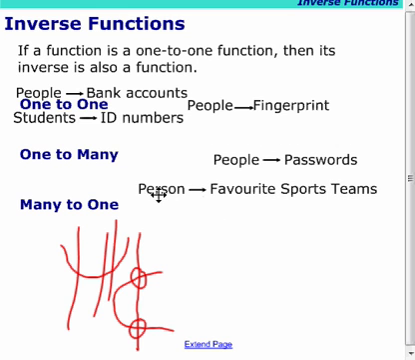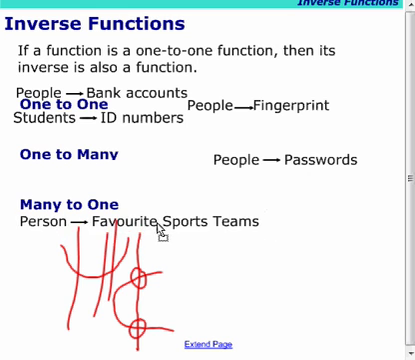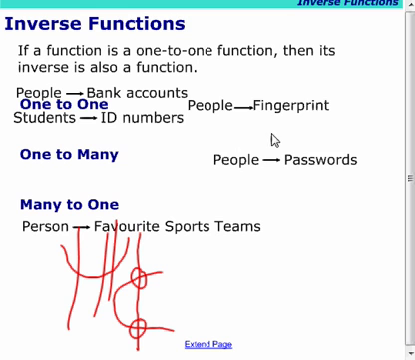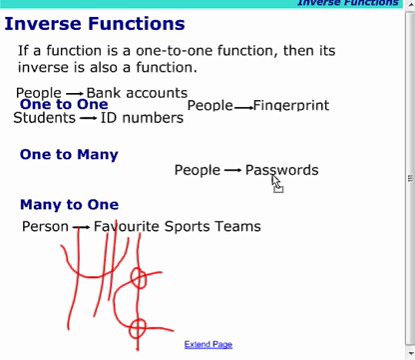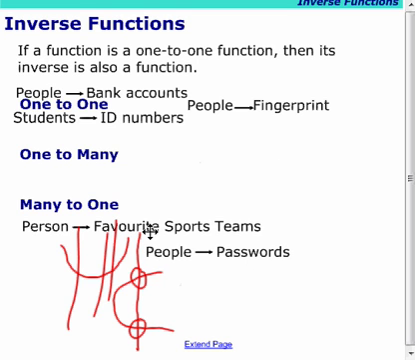Now here, this is a different one. A person and their favorite sports team. I guess I could have lots of people that have one particular sports team as their favorite. So this might be a many-to-one function. Here, people with passwords. That one again, I think there might be many people that have the same password. Fortunately, you won't know who else has the same password as you. An example of one-to-many, that would be a good one. You could maybe think about those.